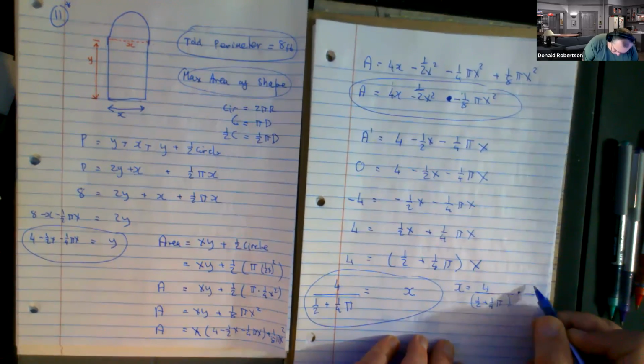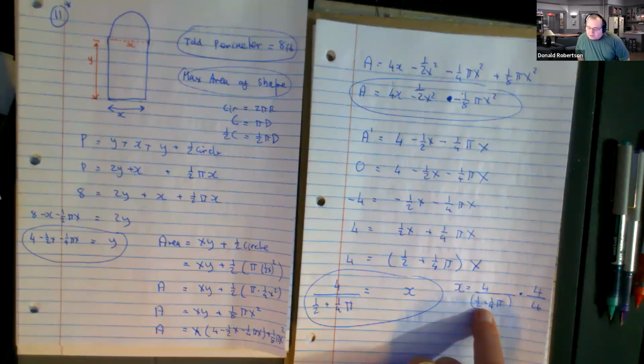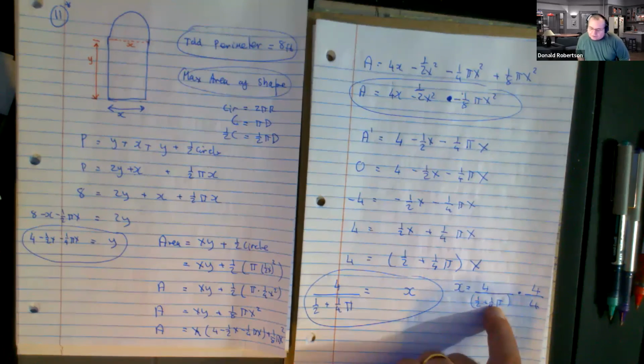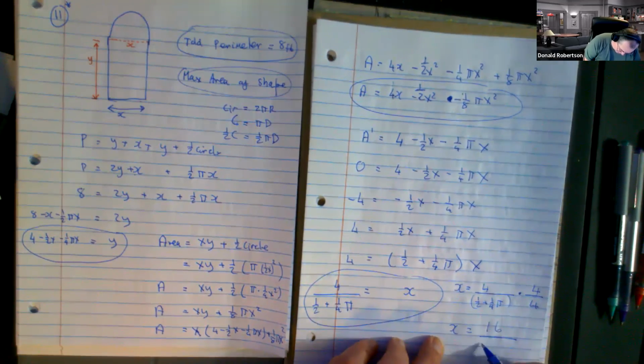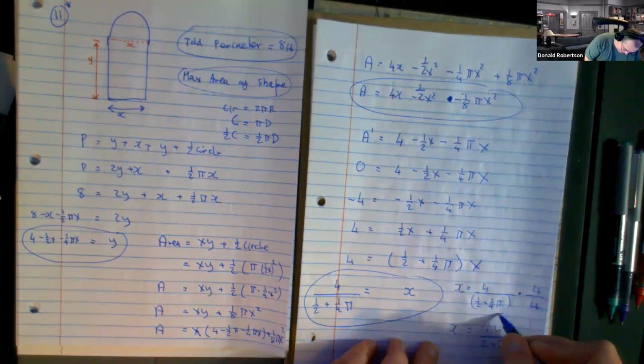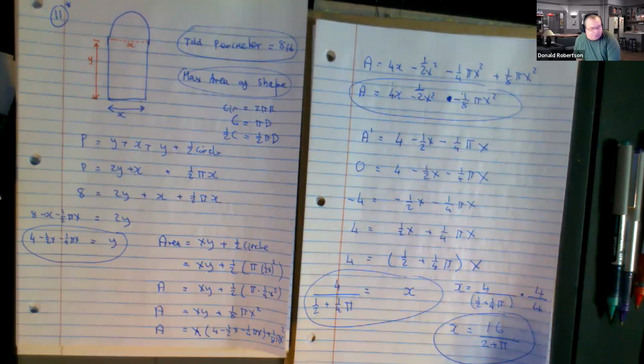I'm going to multiply by a special version of 1. And the one I'm picking is 4, because 4 gets rid of halves and 4 gets rid of quarters. So 4 times 4 gets me 16. 4 times that guy gets me 2. And 4 times that guy gets me pi. And that's all they wanted to know. What value should x be? And the answer is make x 16 over 2 plus pi.